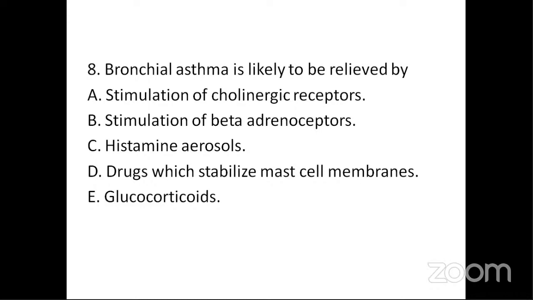So bronchial asthma is likely to be relieved by stimulation of beta adrenoreceptors, by the drugs which stabilize mast cell membranes, and by glucocorticoids.